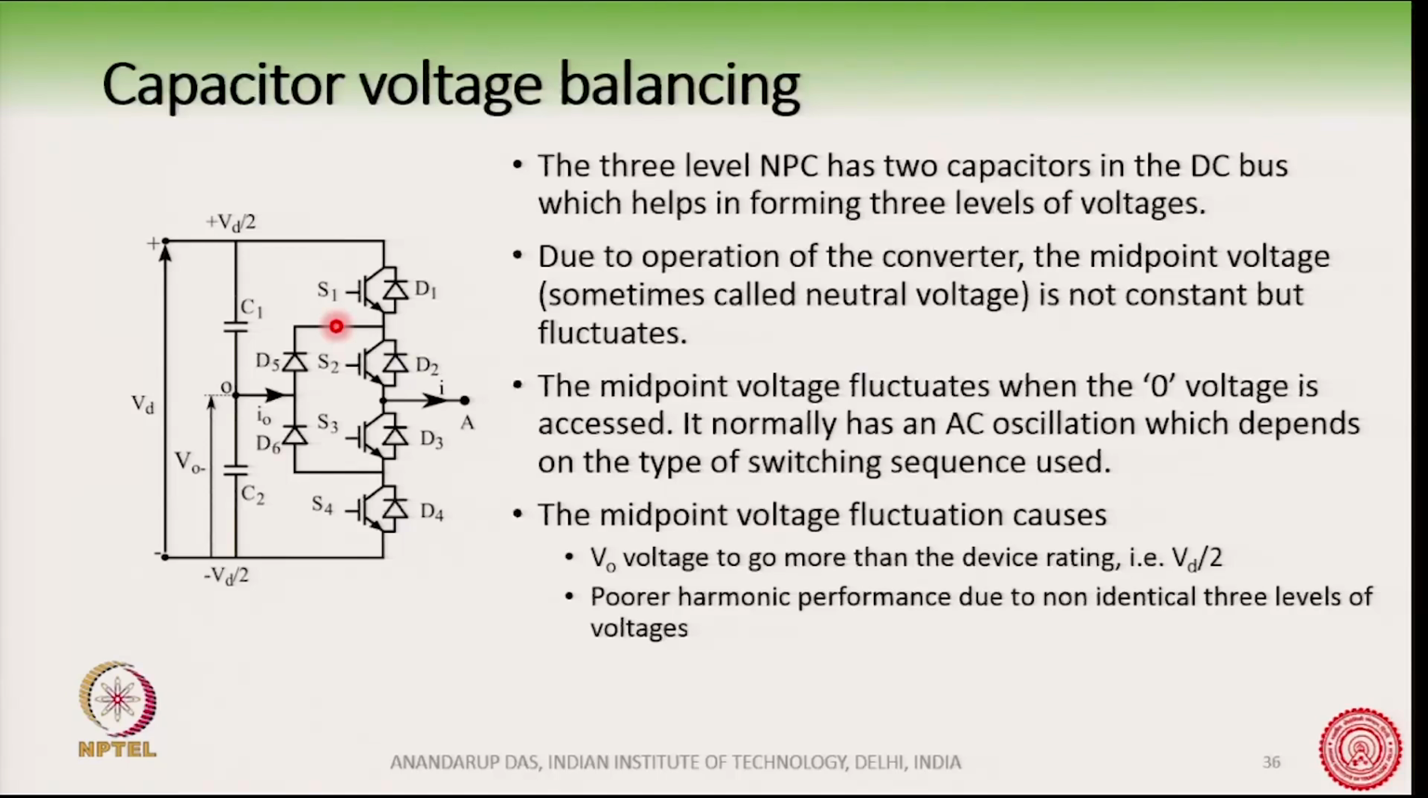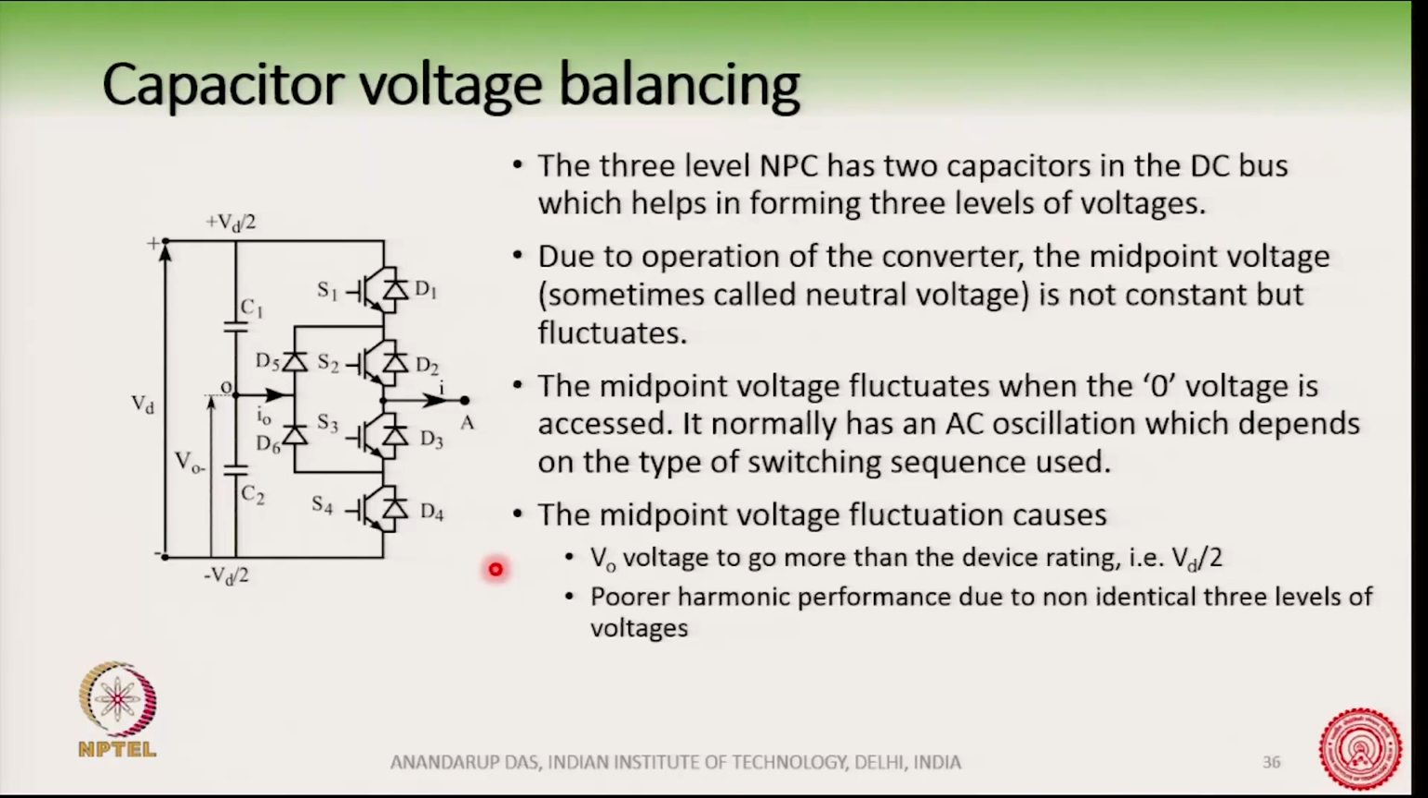So, if that happens, whenever we do the switching, the voltage stress on the switches which are off can be more than Vd by 2. And if that happens, then basically we are crossing the voltage limit, or the device voltage rating. So, it can be more than Vd by 2.